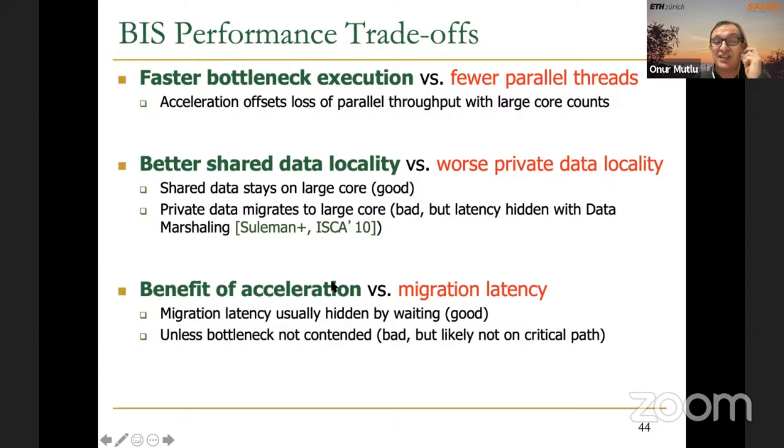You get the benefit of acceleration, but you have the migration latency of things to accelerate, right? Migration latency is usually hidden by waiting, which is good, unless the bottleneck is not contended. If the bottleneck is contended, meaning that you ship the bottleneck somewhere and you wait in the critical section request buffer, while you're doing that, you migrate the bottleneck to the large core. So in a sense, migration latency is not on the critical path if the bottleneck is contended. But if the bottleneck is not contended, migration latency is on the critical path. Of course, this is bad. You should not have shipped the bottleneck over there to begin with, but maybe you did not do too badly because maybe the bottleneck is not on the critical path to begin with. But you may actually make a bottleneck critical by shipping it wrongly to the large core, right? And that's a decision that you need to make carefully.